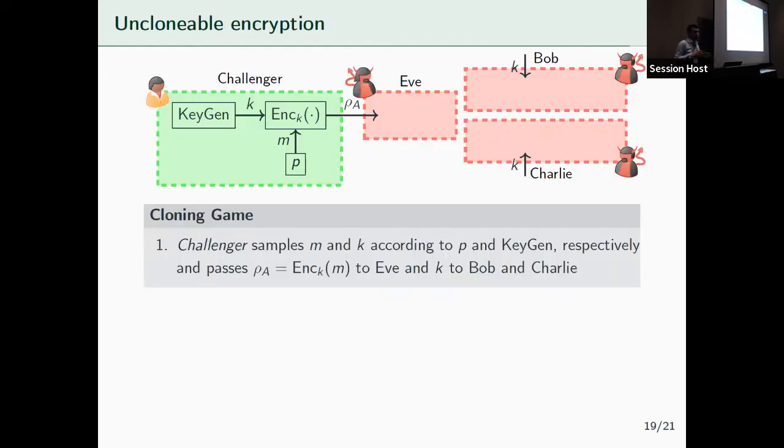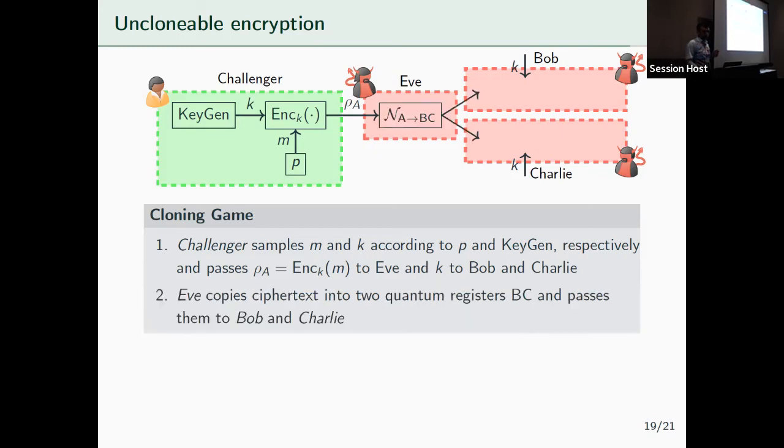Finally, I speak about the application of this LSST to cryptography. Suppose you have a classical message M, and you have a classical key K, and you encode this message using this key into a quantum ciphertext. And then you have 3 adversaries, Eve, Bob, and Charlie. In the first step, Eve receives the ciphertext. She doesn't know the value of the key, and she copies the ciphertext into 2 registers and gives each register to one of the other adversaries, Bob and Charlie.